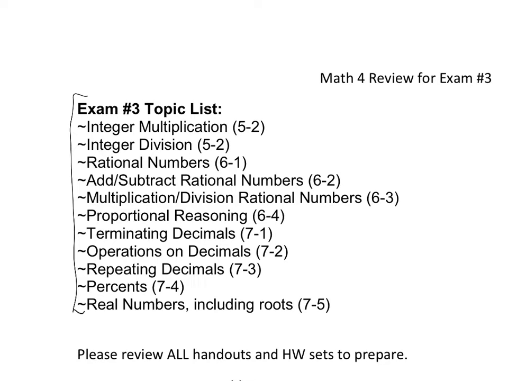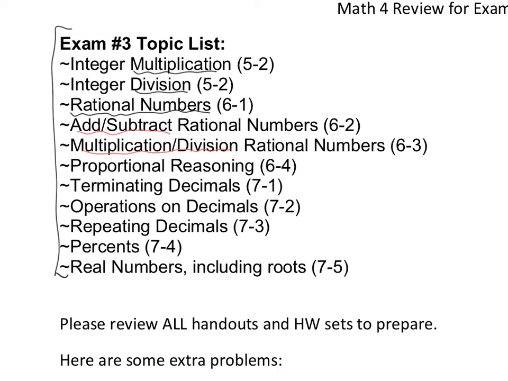So the topics that we're going to cover is everything since we finished Exam 2. So we need to review integer multiplication and division, and then how we started learning about the rational number system. And then we did all the operations on them. We added, subtracted, multiplied, and divided. So that was with fractions. Then we used proportional reasoning to solve some problems, and then that brought us into the different types of decimals, which were terminating and repeating, and then we also did operations on those. Then we learned how to talk about percents, and that finally led us to our real number system.